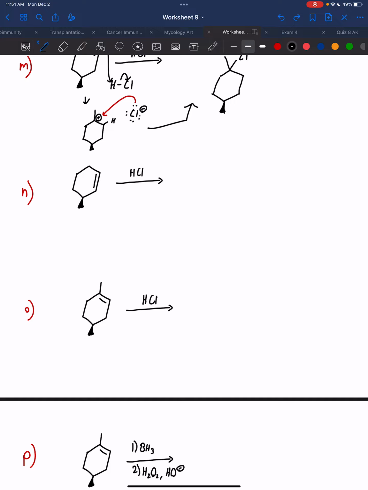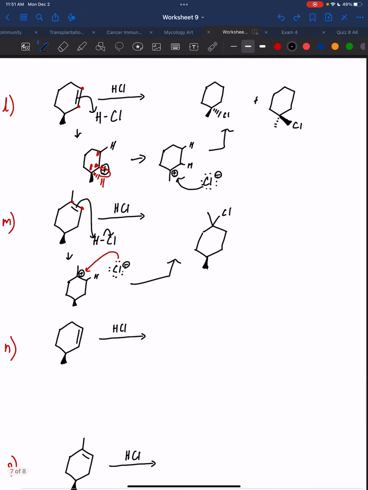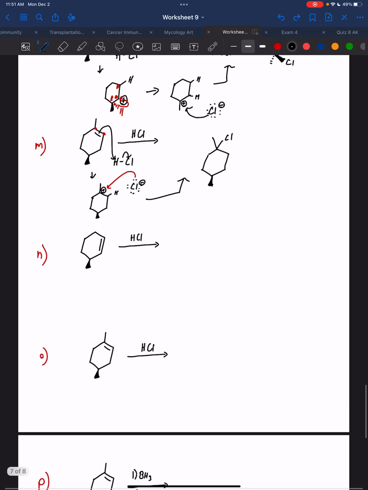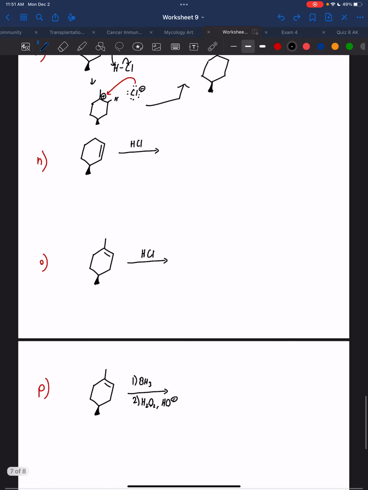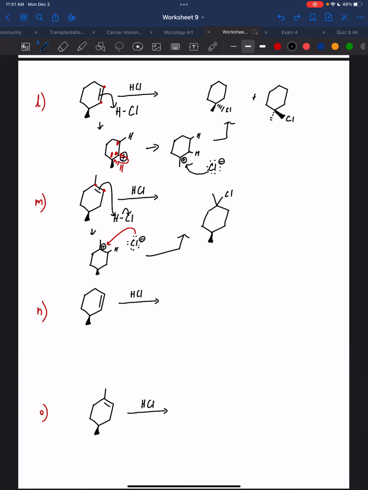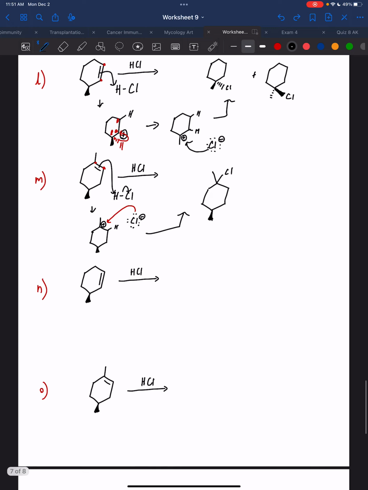Next one. Are these the same? Yeah, that's interesting. I don't know why I did that, but I guess... Oh, I know what I was trying to do. I think I was trying to do the hydration reactions and stuff like that.